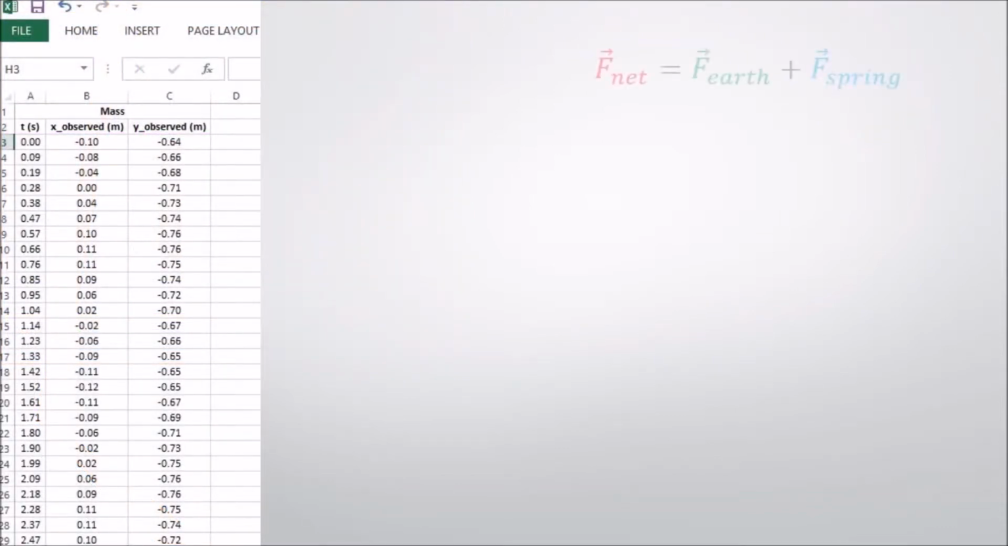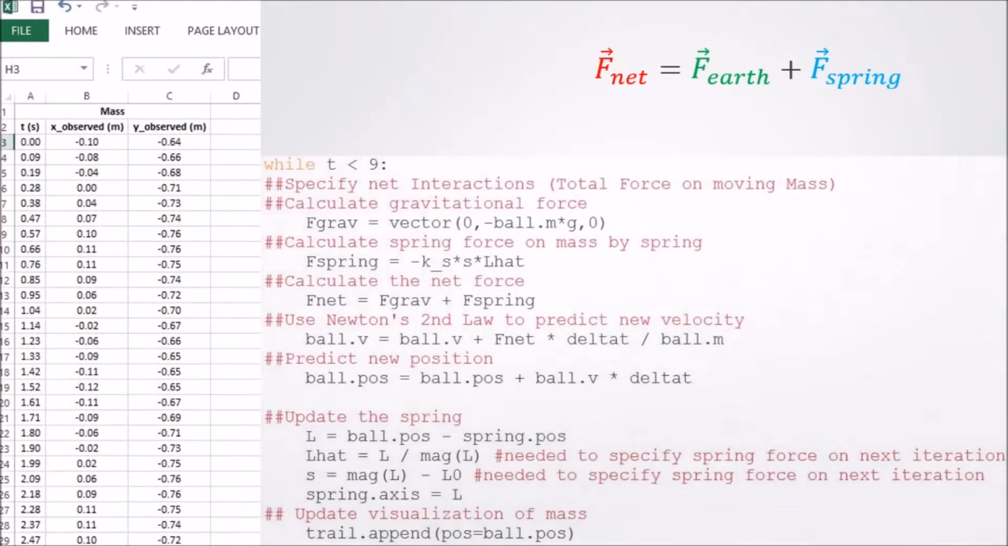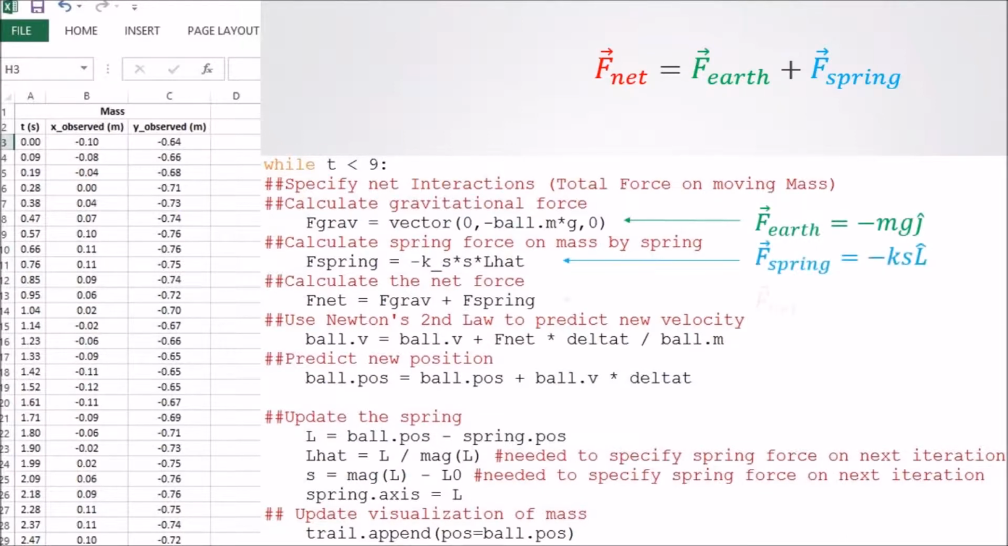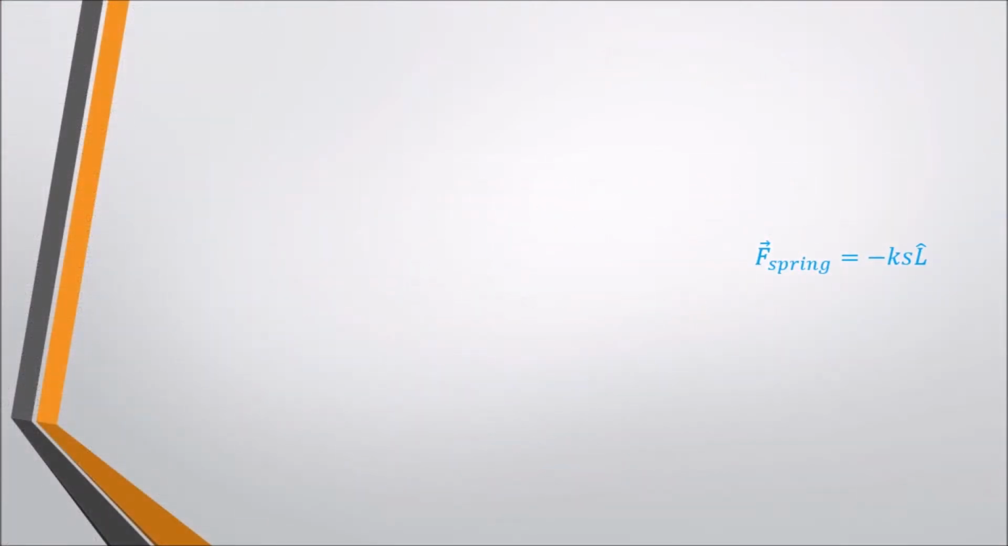There were two significant forces acting on the mass, the spring force and the gravity force due to the Earth. My model took both of these and only these into account when estimating the net force. The gravity force was constant throughout, but I had to recalculate the spring force at every time step, since it changed depending on the direction and stretch of the spring. To do this, I had to calculate some properties of the spring, such as the spring stiffness and the relaxed length L naught based on my observations.